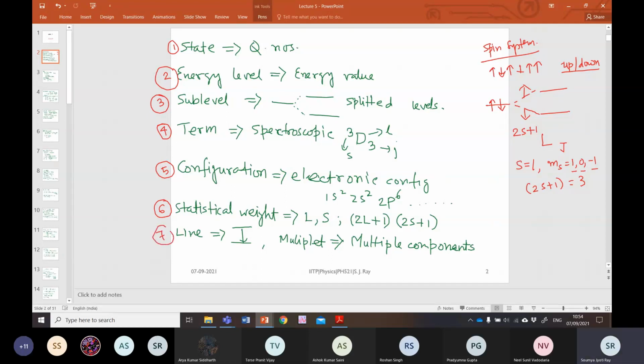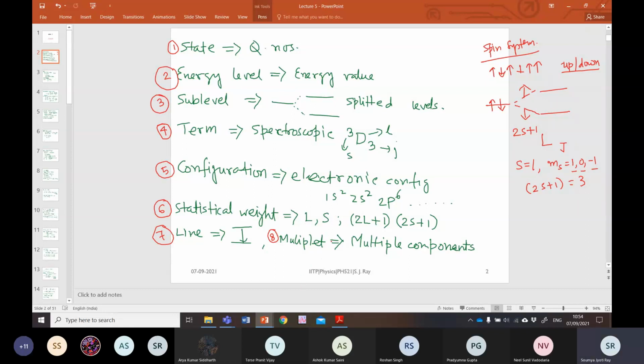Number 7 is line. A line is nothing other than whenever there is a transition between two energy levels, some spectral line will appear or be detected. That spectral transition, represented by a spectral line, we call a line. The last one is called multiplet. Multiplicity I explained just now. Here multiplet is nothing other than the multiple components appearing from a particular energy level, or one particular term. These are denoted by the term multiplet.